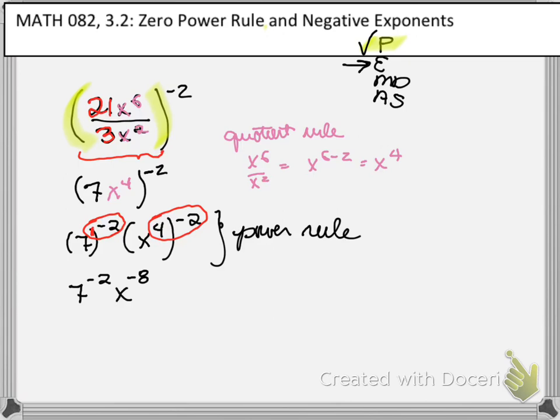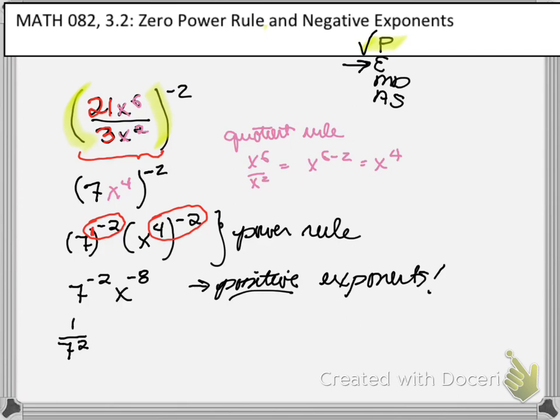Now, the secret here, I didn't write this out, is that they're always going to ask us to write our answer in terms of positive exponents. Okay? So if you go back and watch my video on negative exponents, it will explain this. But 7 to the -2nd power is 1 over 7 squared, and x to the -8th is 1 over x to the 8th. And again, if that's confusing, just go back and watch the first video that I made explaining how to do negative exponents.